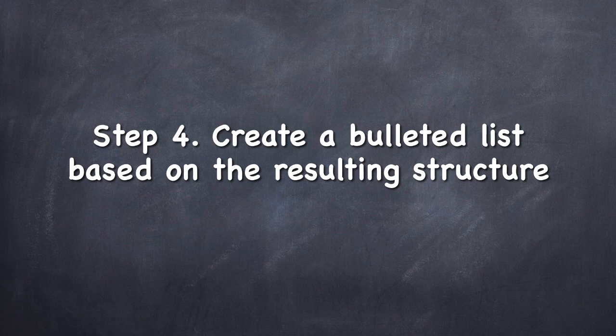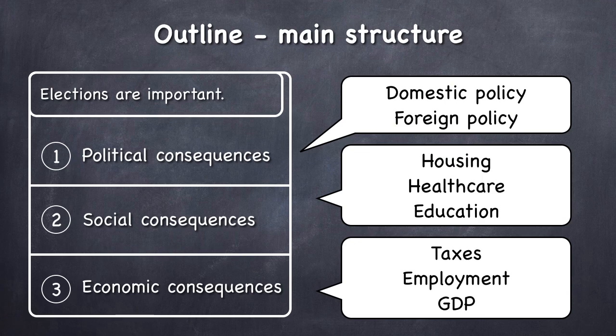Step 4, create a bulleted list based on the resulting structure. This is our resulting structure, okay? And you can do this in any kind of mind mapping software. You can use just a piece of paper. You can do this anywhere in your Google Docs document. At this point, you have this structure in your mind, hopefully somewhere outside your mind, in some sort of document.